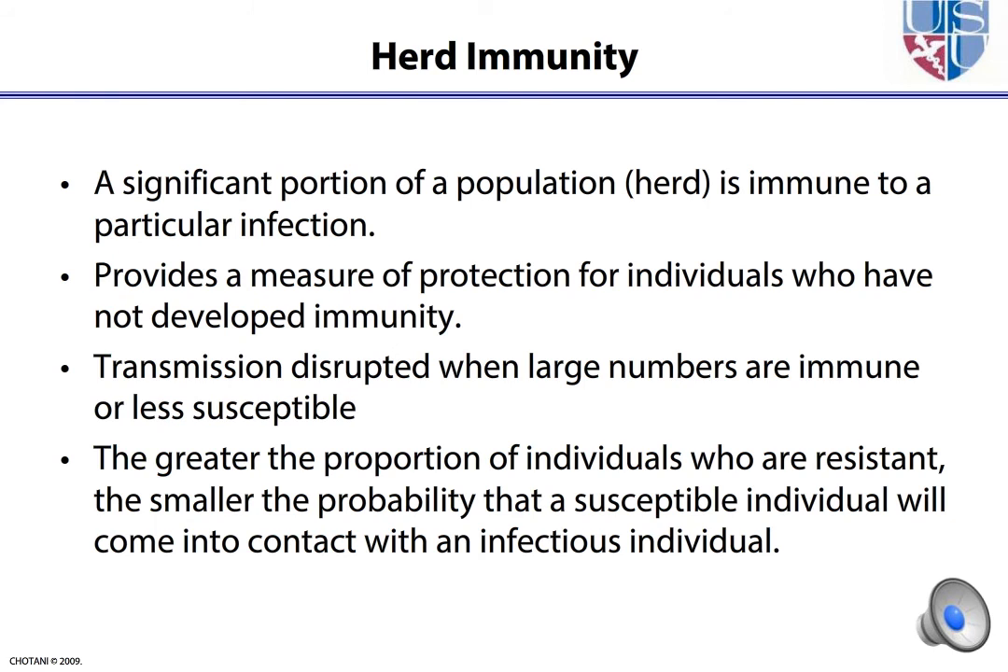I'd like to now talk about herd immunity, which I'm sure you've been exposed to. I just want to emphasize a few things about it though. Herd immunity exists when a significant portion of a population, originally a herd of animals, or in this case humans, is immune to a particular infection. That immunity provides a measure of protection for individuals who have not yet developed immunity, so that transmission is disrupted when large numbers are immune or less susceptible. Therefore, the greater the proportion of individuals who are resistant, the smaller is the proportion that a susceptible individual will come into contact with an infectious individual.